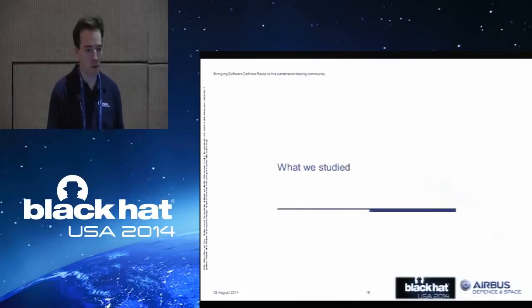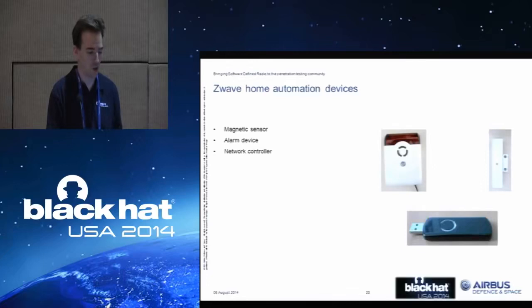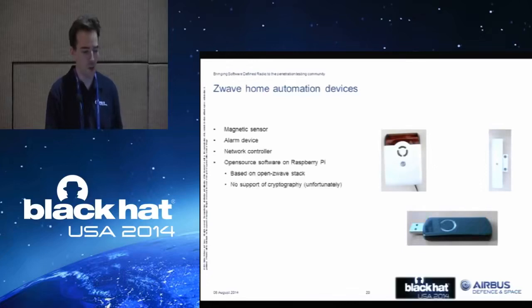Now, let's talk a little bit about the devices we studied with our tool. First, we started to assess Z-Wave home automation devices. The devices we had were a magnetic sensor, an alarm device, and a network controller. We used open source software on a Raspberry Pi based on OpenZ-Wave. Unfortunately, OpenZ-Wave does not support the cryptography which Z-Wave supports. So the layer we provide in Scapy won't support cryptography, because we did not have packets to test that.